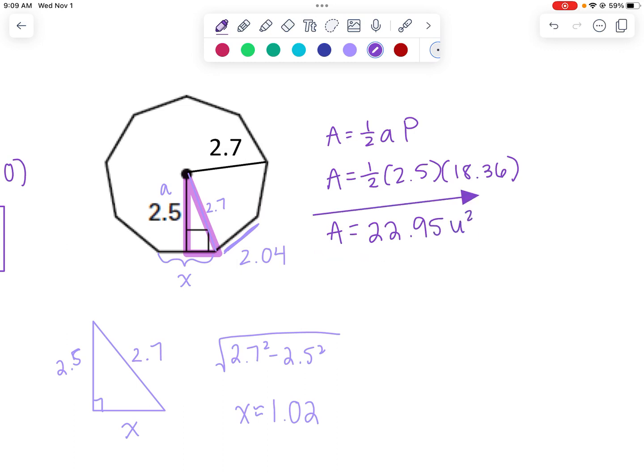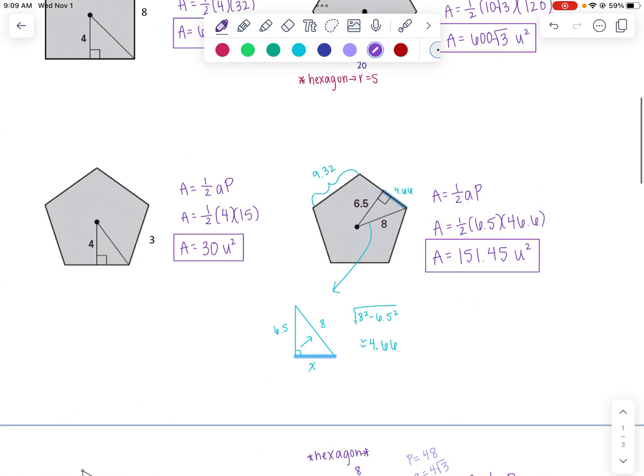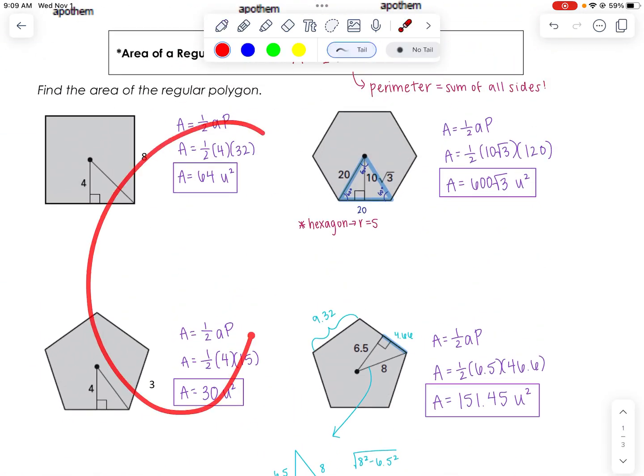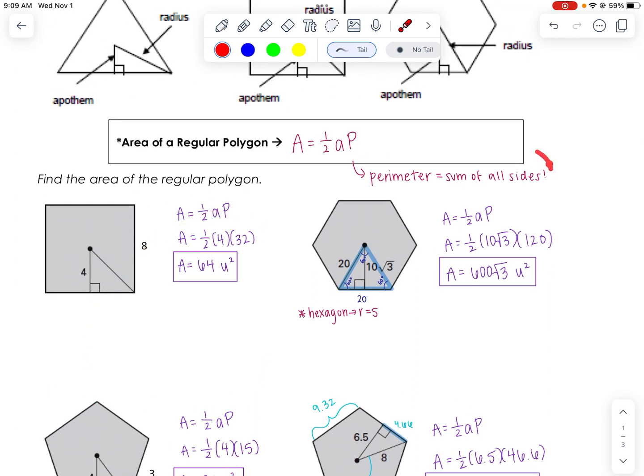Now, where these problems get tricky is whenever you have to do Pythagorean theorem to find the apothem or the side. But if you have the apothem and the side, then all you have to do, like these first ones we did, is just plug it into this formula.